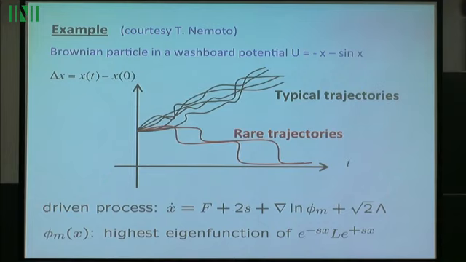So it's not trivial how to get the driven process from the fact that I know that I'm, in this case, just biasing the velocity. I have to go through the procedure.